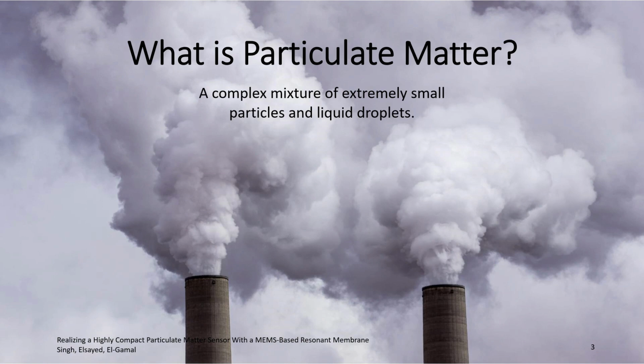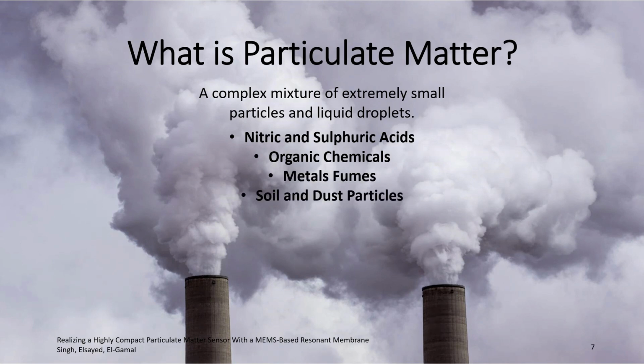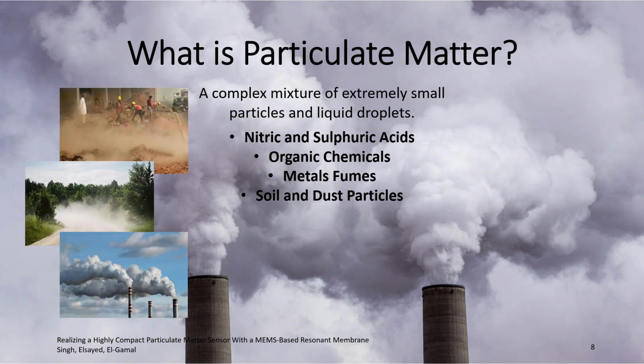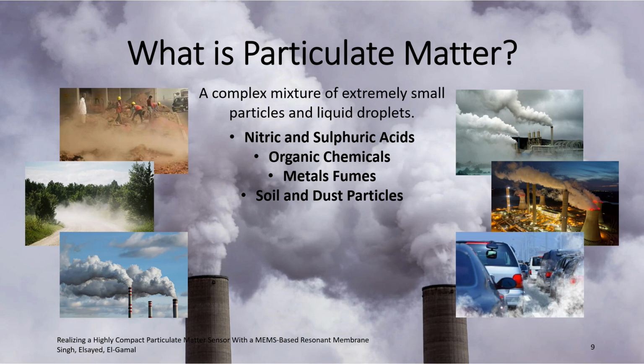So particulate matter is a complex mixture of extremely small particles and liquid droplets. These are present in the ambient air. They can be nitric and sulfuric acids, they can be organic chemicals, they can be metallic fumes, and also soil and dust particles. Now these can originate from the source in the form of particles. These are called primary sources. These can be construction sites or unpaved roads or smokestacks. And also they can come from sources which are termed as secondary because they are a result of a chemical or a physical process. These can be industries, some power plants or automotives.